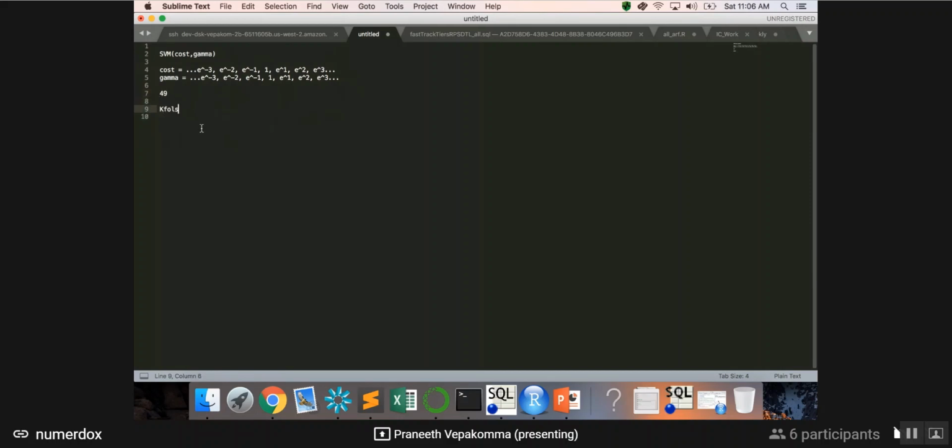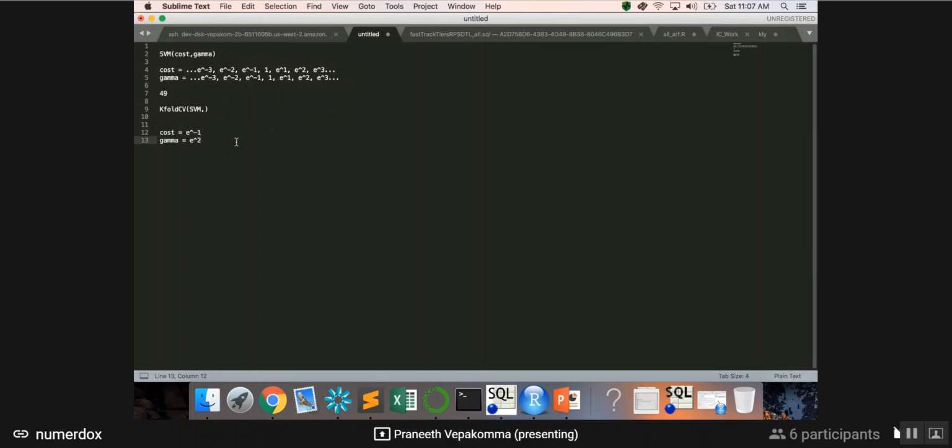So you do KFold cross-validation of SVM with each possible cost and gamma that you're choosing here, and you give it the data set, of course. For each of these 49 combinations, you choose the combination that gave you the least error. Maybe in the first pass, in your particular data set, say cost equal to e power -1 and gamma equal to e power 2, as an example, gave you the least error.